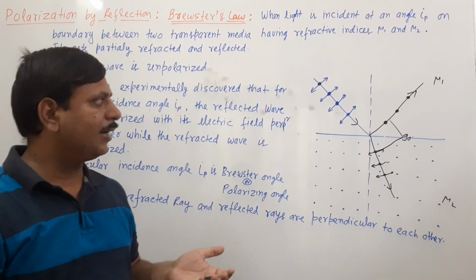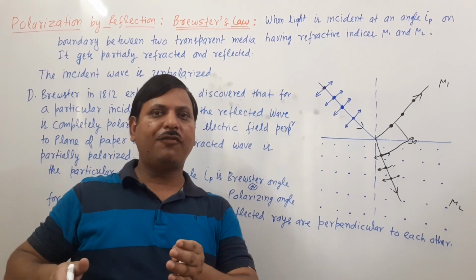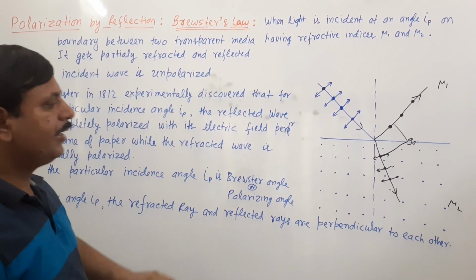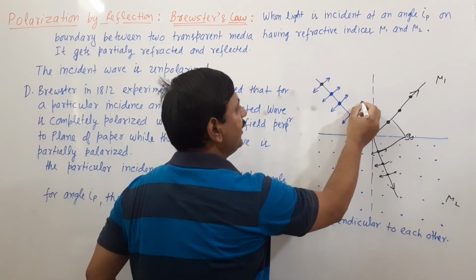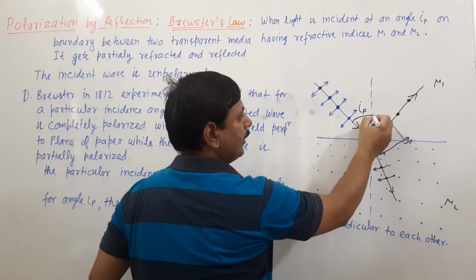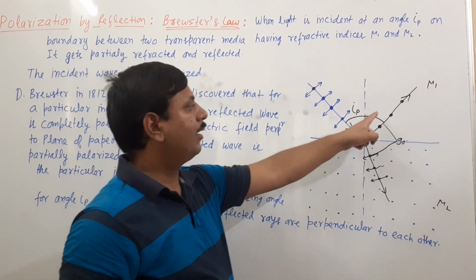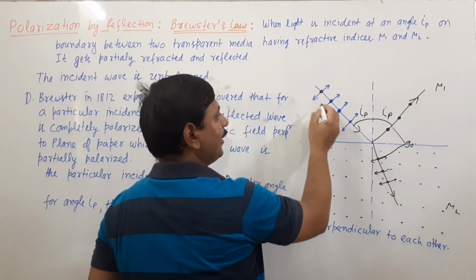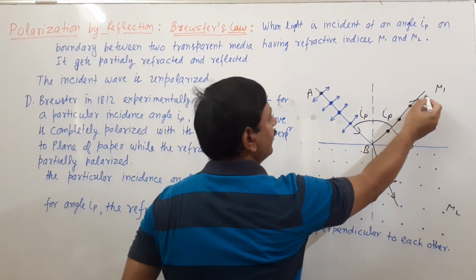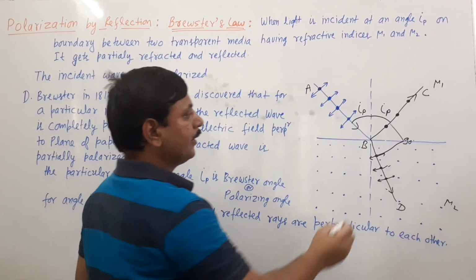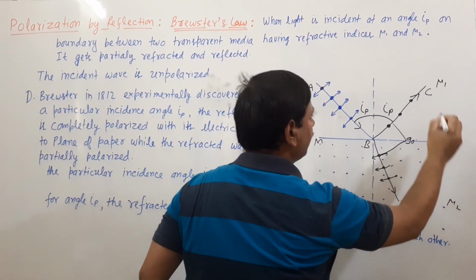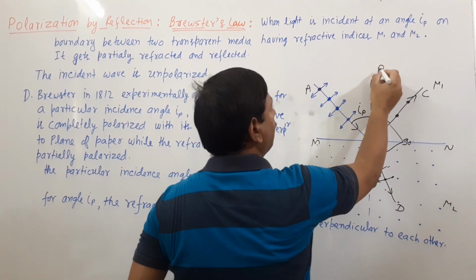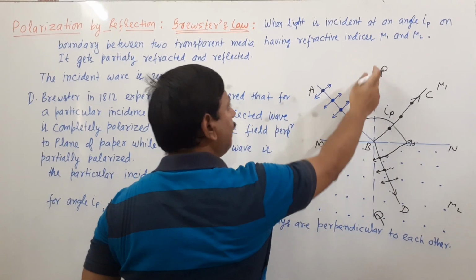At the polarizing angle or Brewster angle, the partially reflected and partially refracted rays are perpendicular to each other. So if IP is the angle of incidence, we know the angle of reflection is equal to the angle of incidence, so this angle is also IP. I have named the points A, B, C, D, and the separating surface is MN. I have also taken PQ.